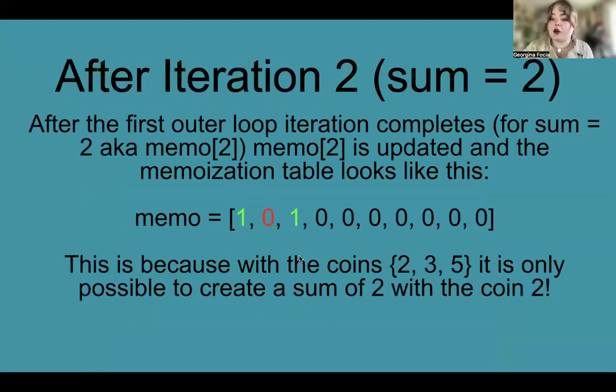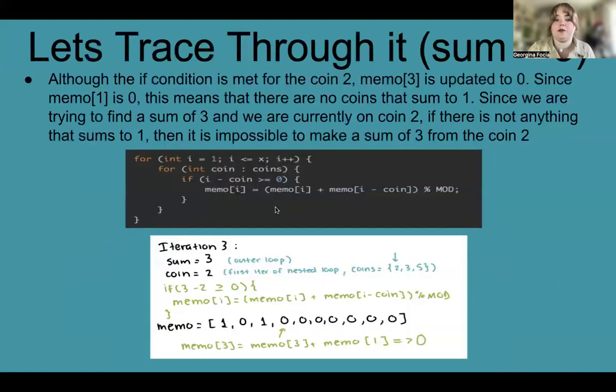In that iteration for coins 3 and 5, the if condition was not met because 2 minus 3 is not greater than 0 and 2 minus 5 is not greater than 0. Therefore, the if condition was only met for the coin 2. And after our second iteration for sum of 2, our memoization table looks like this, where memo of 2 is equal to 1. This is because with the coins 2, 3, 5, it's only possible to create a sum of 2 with the coin 2 itself. So that's what represents the 1 right here in memo of 2.